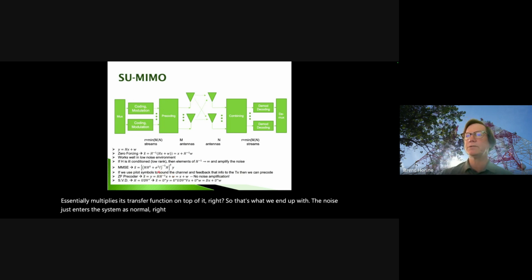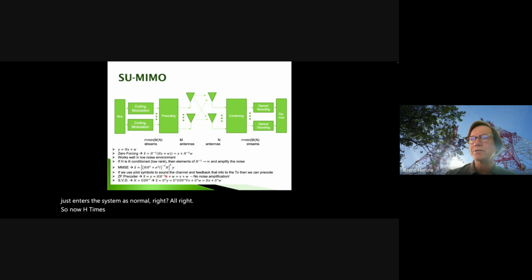Now H times H inverse is just 1, right? So look at what we end up with. We end up with this X estimate, X hat, is equal to X plus W. Note that there's no noise amplification. This is just W. It's not H inverse of W.